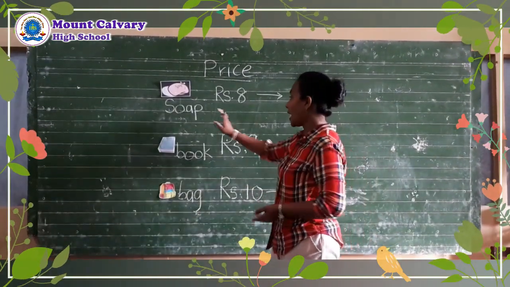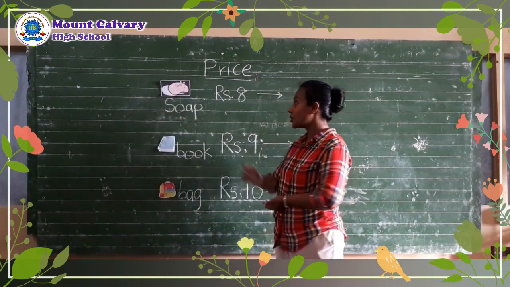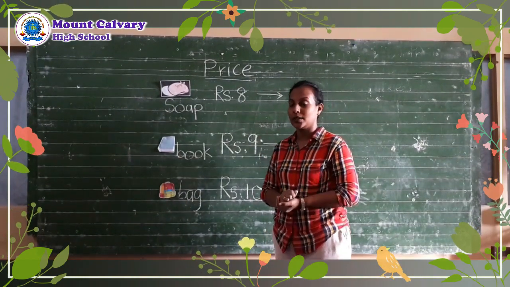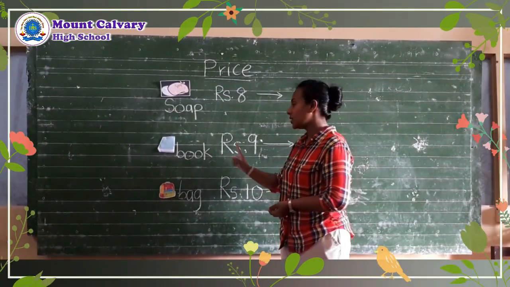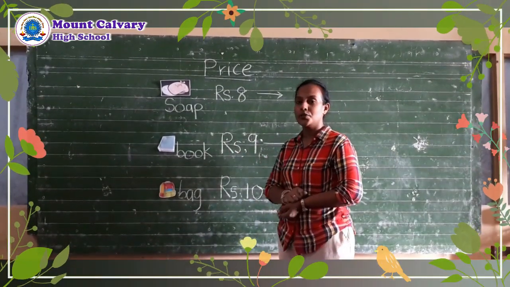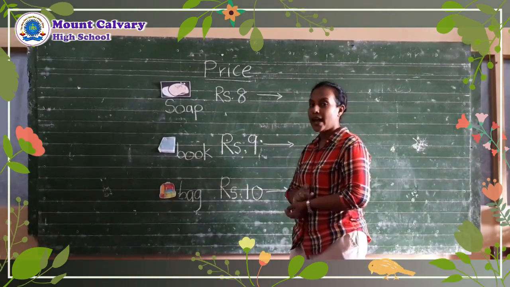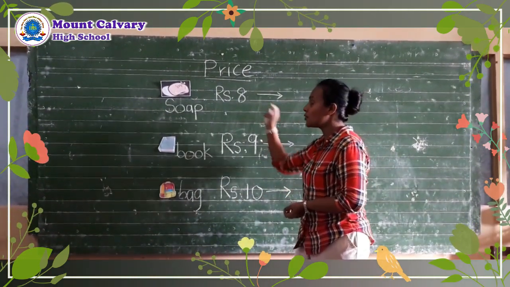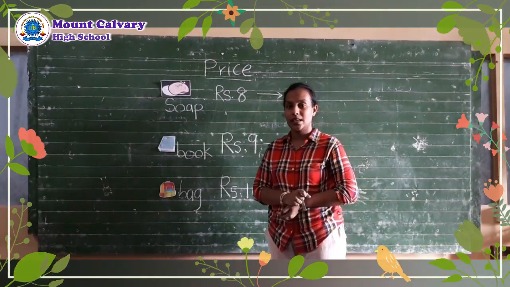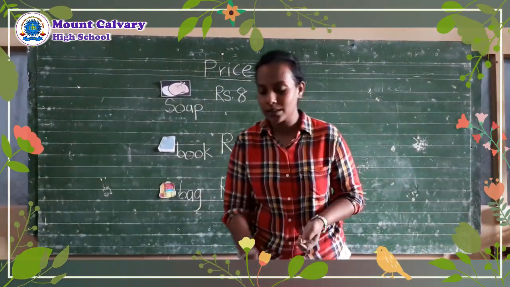Okay. Now here you have soap. Soap is 8 rupees. The price of the soap is 8 rupees. Then you have a book. The price of the book is 9 rupees. Then you have a bag. And the price of the bag is 10 rupees. Right, now let's pay this 8 rupees. Yes, it's going to be a bit difficult, but try.